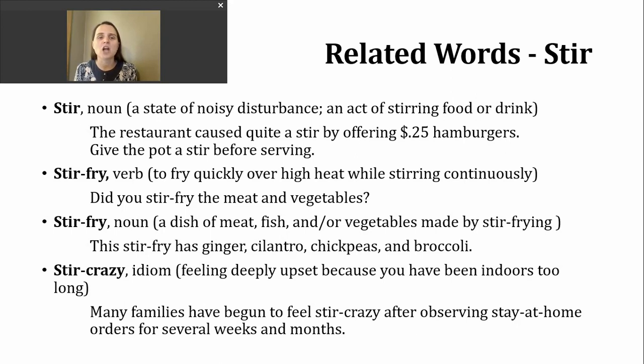The restaurant caused quite a stir by offering 25-cent hamburgers. So imagine lots of people lining up, perhaps lots of cars backing up the drive-through at this particular restaurant. That would be our noisy disturbance.